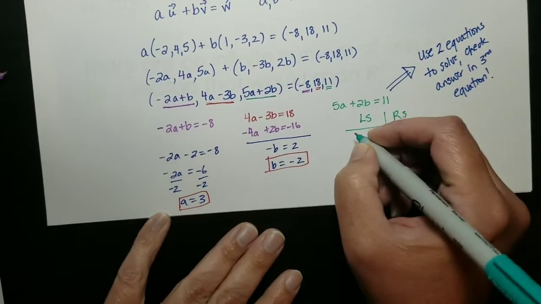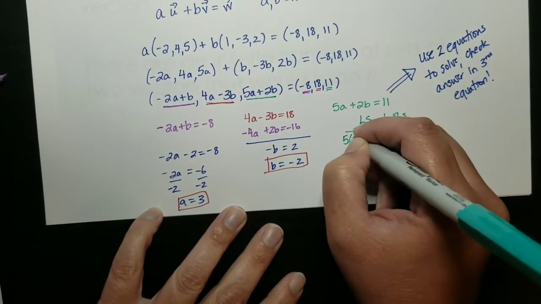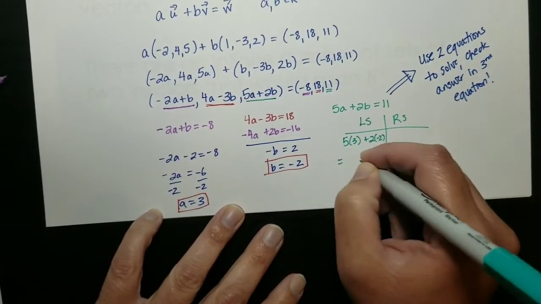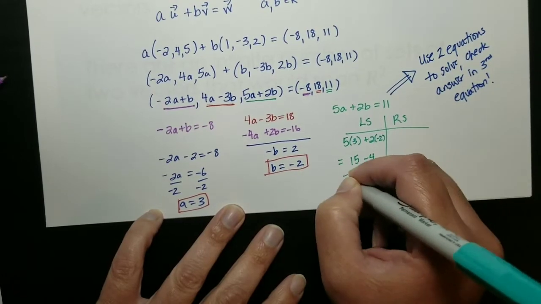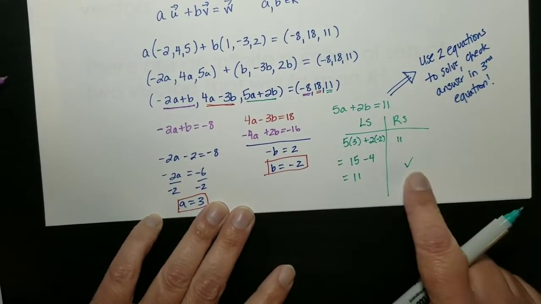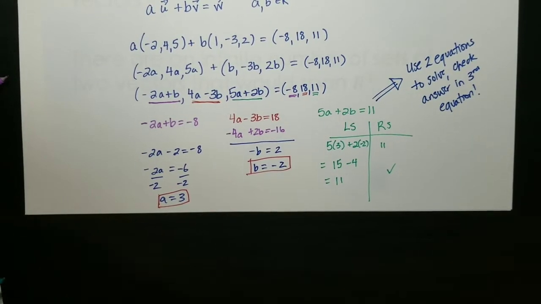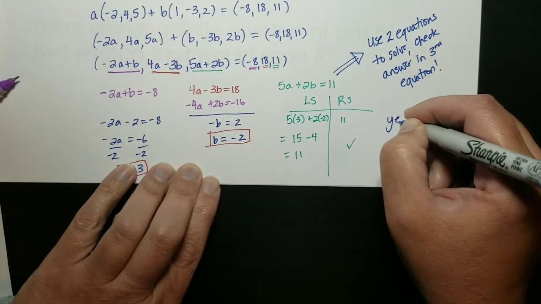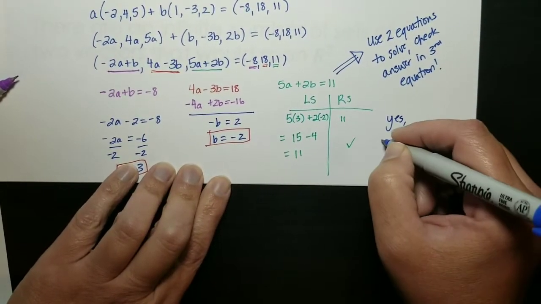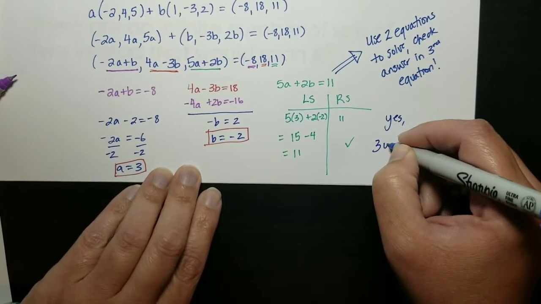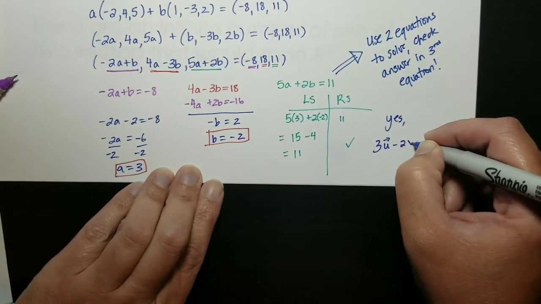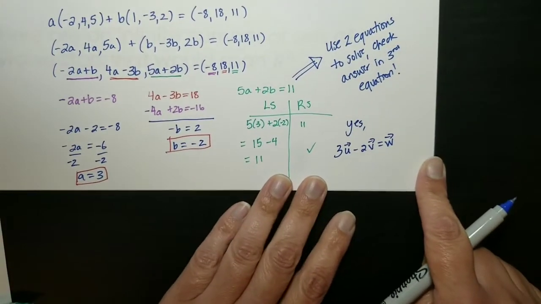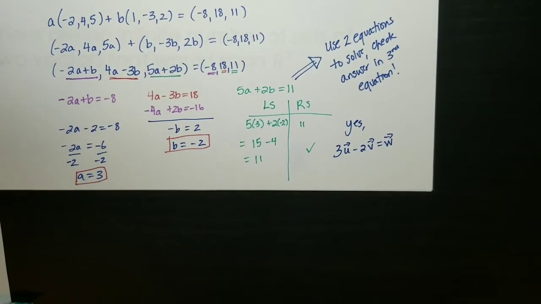Check. So I'm going to put in a equals 3, so 5 times 3 plus 2 times b, which is negative 2. So I get 15 minus 4, which is 11. So it is a linear combination. So as it's asked, yes, it is a linear combination, and we can just say what the linear combination is. 3 times u minus 2 times v equals w. So that's saying, yes, you can write this as a linear combination and telling what the linear combination would be.